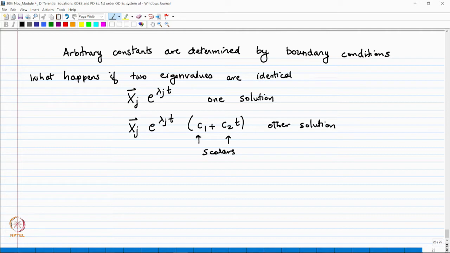So, what is done in this case is, if two eigenvalues are identical, then to find two solutions, one solution you take as x j e raised to lambda j t. Now, lambda j appears twice, so the second solution corresponding to lambda j is written in this form.